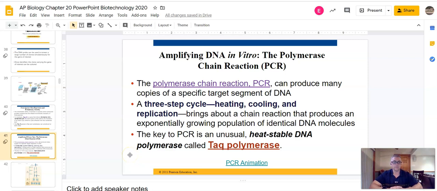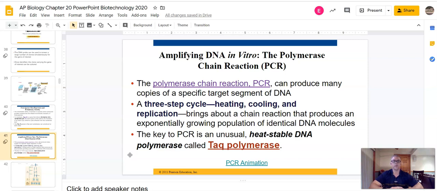This next section is really critical. This is a tool for amplifying DNA. And this was developed in the 1980s here in the United States. And if you watch any of the coverage related to some of the testing for the coronavirus, one of the things that you're going to hear quite a bit about is PCR, which stands for polymerase chain reaction.